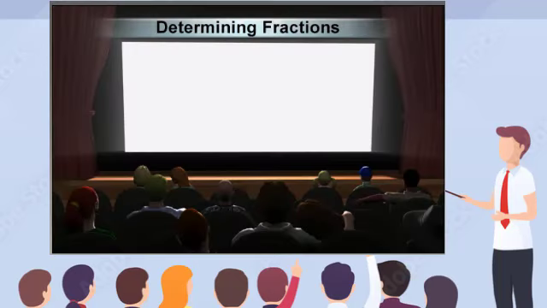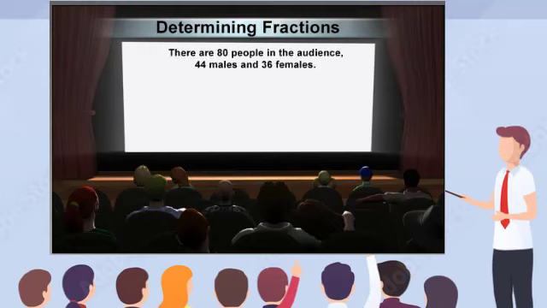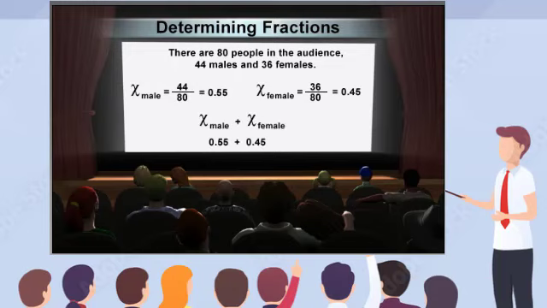Before calculating mole fractions, let's use a familiar example of fractions to illustrate the concept. Imagine that you and your friends go to the movies. You notice that the audience is composed of a mixture of males and females. You count 80 people in the audience, 44 males and 36 females. The audience fraction of males is 44 out of 80, or 0.55, and the audience fraction of females is 36 out of 80, or 0.45. When the audience fractions are added, their sum equals 1. Adding each component is a good way to determine if your work is correct.